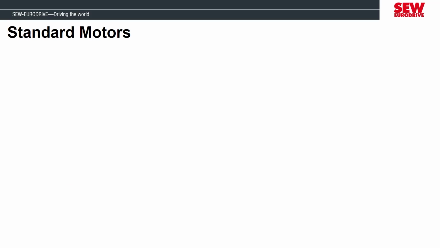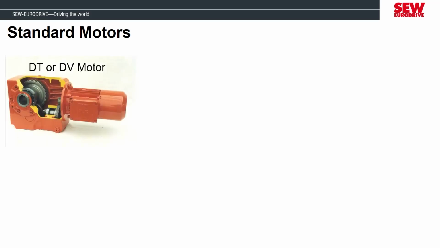Let's look at some of the different standard induction motors that we offer. The first series was called the DT or the DV motor. The name changed depending on the horsepower rating of the motor. This series is now discontinued, but if you've been using SAW motors for decades, it's likely one of the older units is this DT or DV motor.